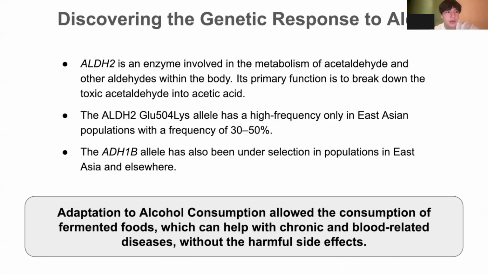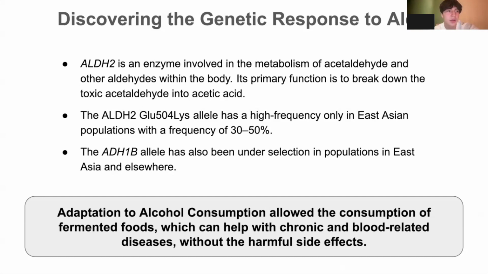The ALDH2 Glu504Lys allele has a high frequency only in East Asian populations, with a frequency of between 30 to 50%. It's thought that the ALDH2 mutation spread from populations that occupied central China throughout East Asian populations. The ADH1B allele has also been under selection in populations in East Asia and elsewhere, as other populations have also developed alcoholic drinks and may have experienced similar selection pressures.